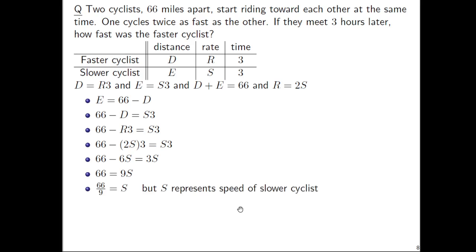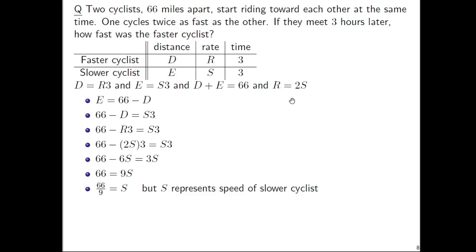Here's the thing. Going back to the table, so we know really clearly what the variable means, because there's d's and e's and s's and r's, right? There are 4 variables up here in the table. S represents the rate of the slower cyclist. If you go back to the original question, we were asked about the rate. How fast was the faster cyclist? We were asked about r. So now that we know s is the number 66 over 9, how can we get r from this?